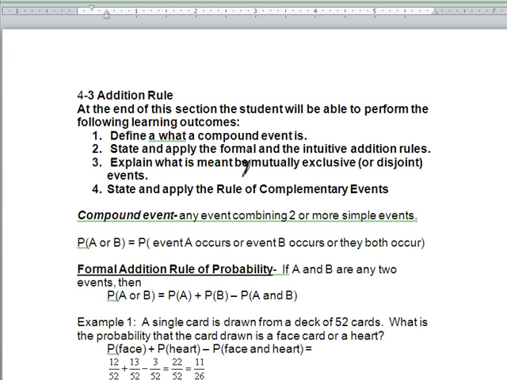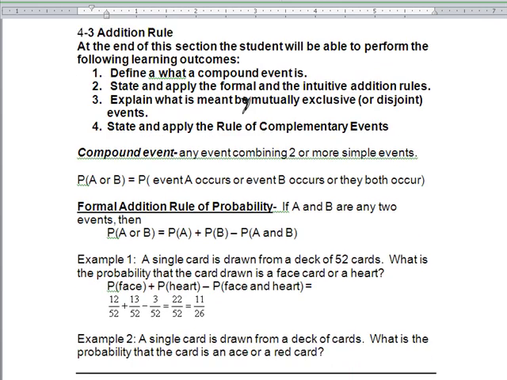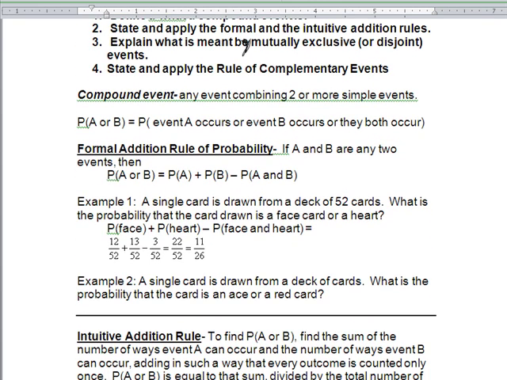Okay, so the probability of A or B is defined as the probability that event A occurs or event B occurs, or they both occur. And if we look at the formal addition rule, which is our first formula of this section, if A and B are any two events, then the probability of A or B is the probability of A plus the probability of B minus the probability that A and B both occur.